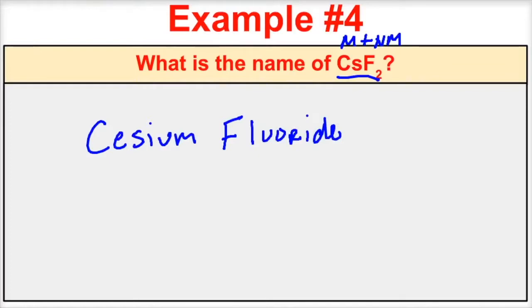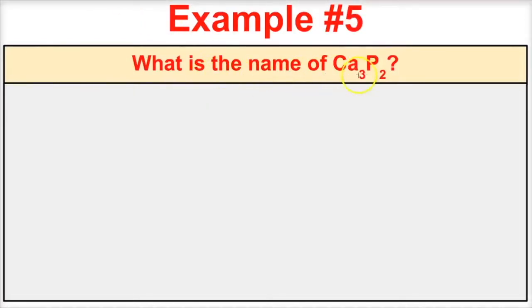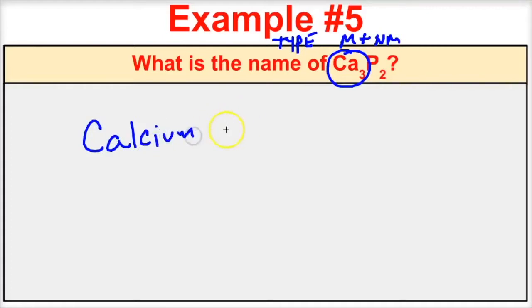Let's take a look at another one. Alright, if we take a look at this, we have to write the name for Ca3P2. Once again, we have a metal and we have a nonmetal here. So this is an ionic compound. We know that calcium comes from group 2 on our periodic table, so this makes this a type 1 binary ionic compound. And so when we name this, we follow the rule. We just call this calcium, and then we change the ending of phosphorus to an IDE ending, and we get calcium phosphide.